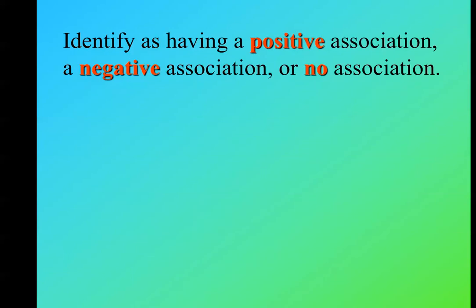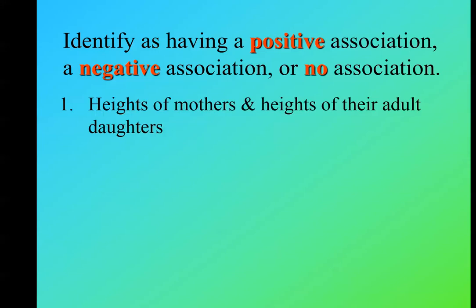Okay, so if we're going to identify something as having a positive, negative, or no association, we're going to look at some scenarios and think to ourselves, what would one expect when we see something like this? Heights of mothers versus heights of their adult daughters. I think genetically there's a relationship, and I think that's positive. As mothers get taller, I'd expect their daughters to be taller.